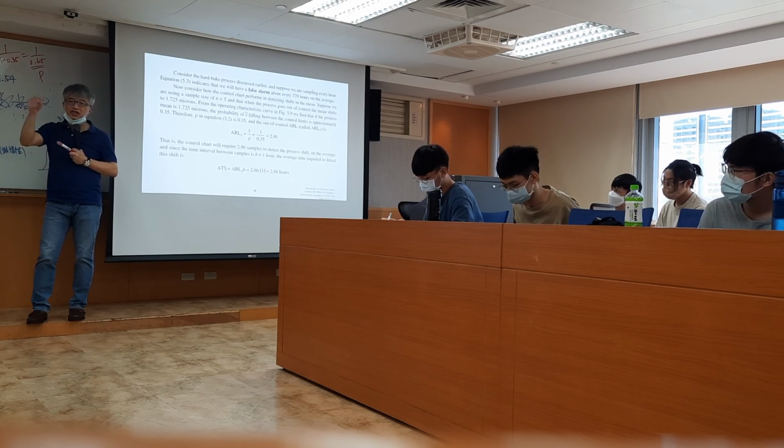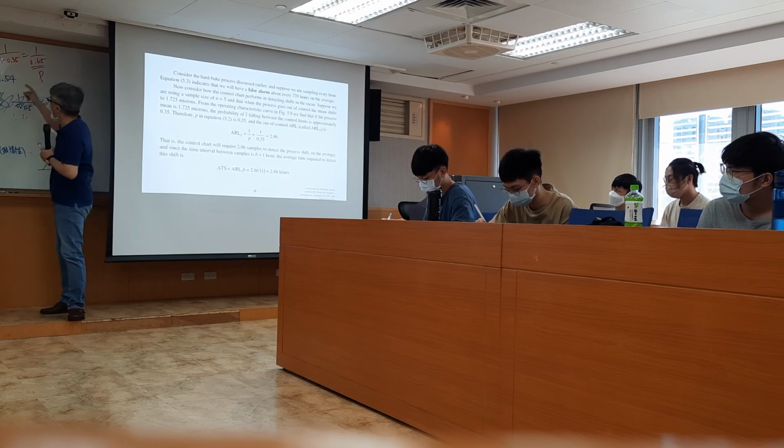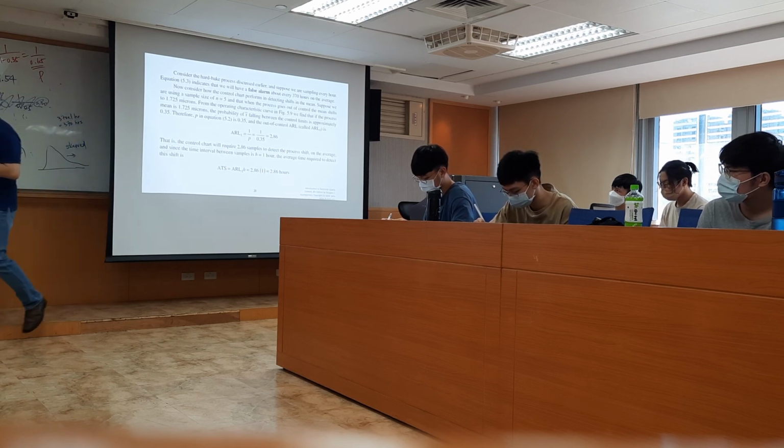Alright, the process is already out of control. We need to detect it. So that point should be plotted out of control. That is P. So this is 1 over P.